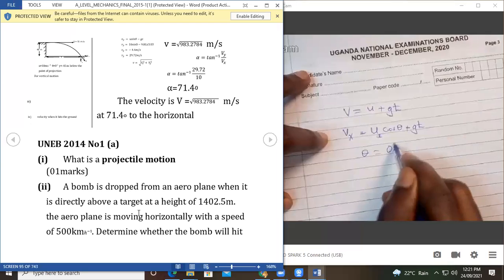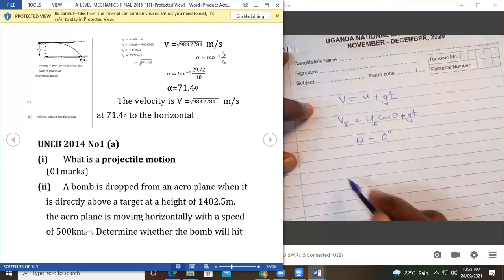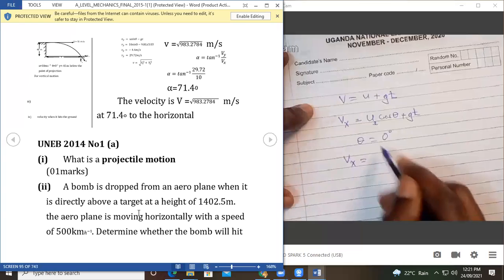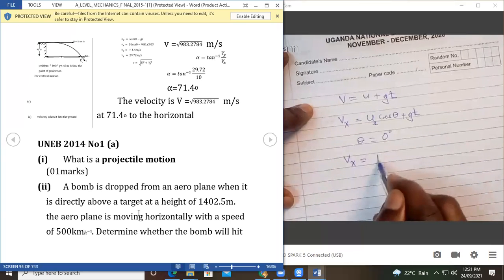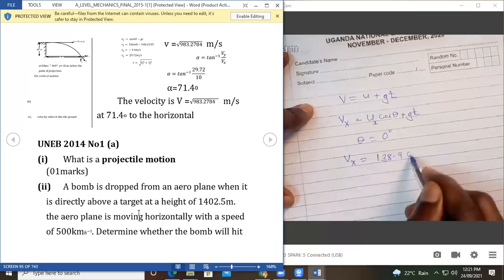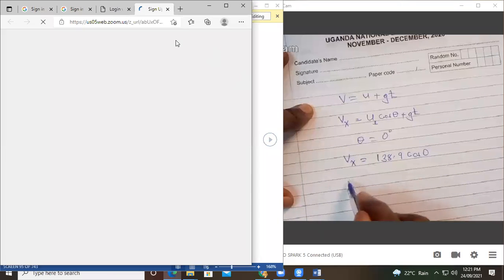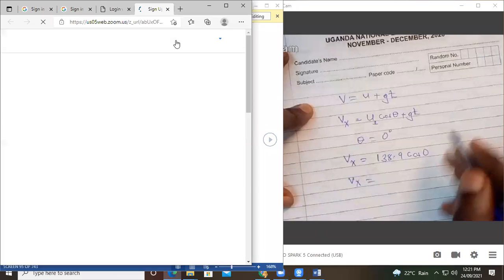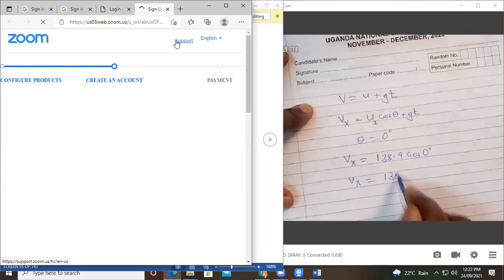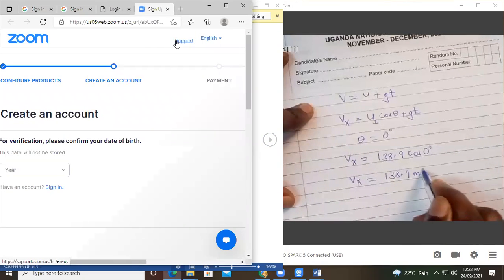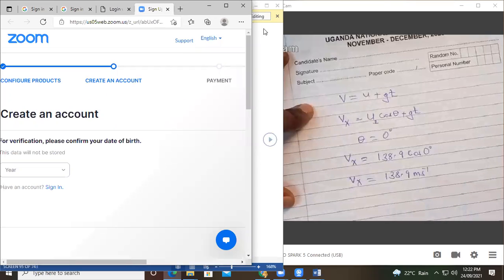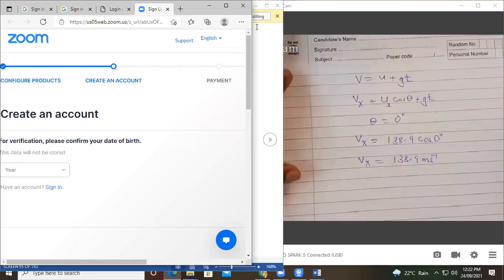Our angle theta is 0 degrees. I want you to look at it from first principles. So Vx will be equal to our initial velocity, which was given: 138.9 cos 0. What is cos of 0? It is 1. So Vx remained the same, which means 138.9 meters per second. Are you together? That is Vx. What about Vy?